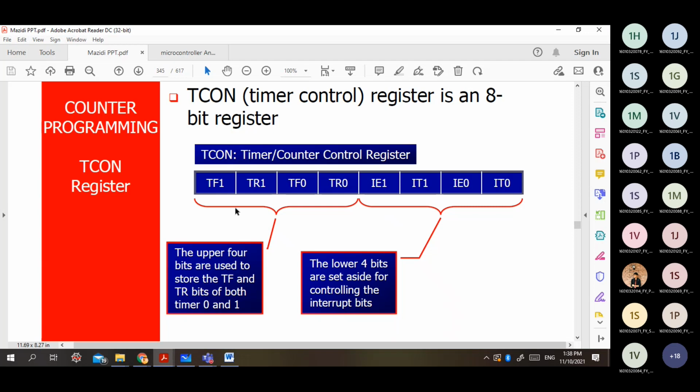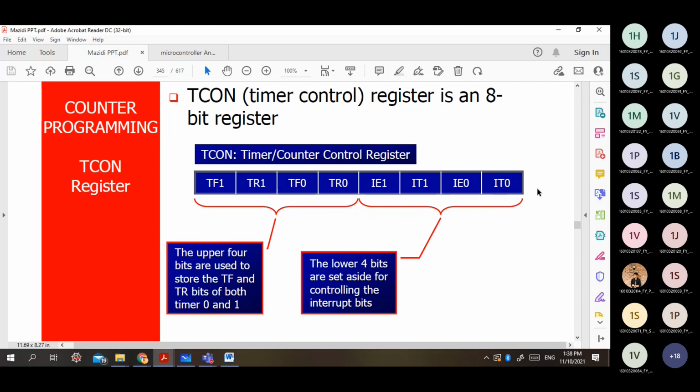Here we have the bits TF1, TR1, TF0, TR0, IE1, IT1, IE0, and IT0. Getting it? Now the lower 4 bits, IE1, IT1, IE0, and IT0, are actually for interrupts. I will not say that they have no relation with the timer, but they are actually for interrupts.